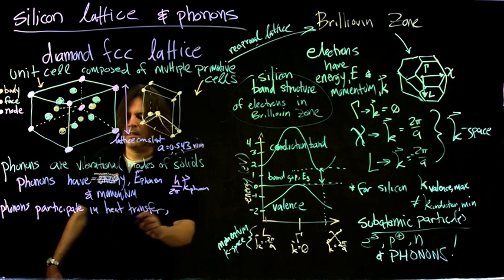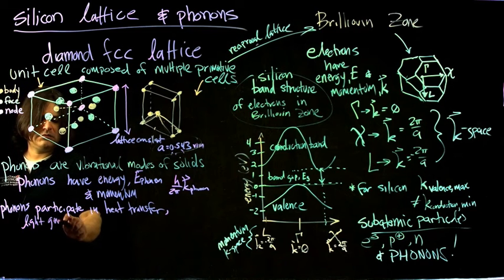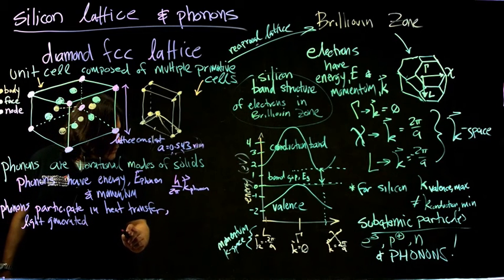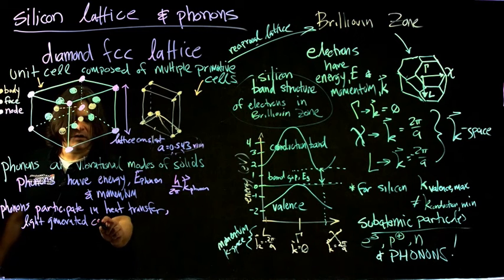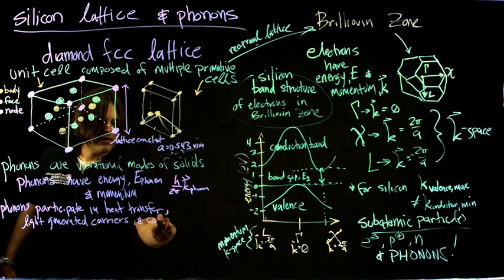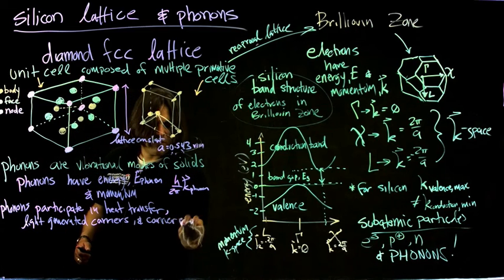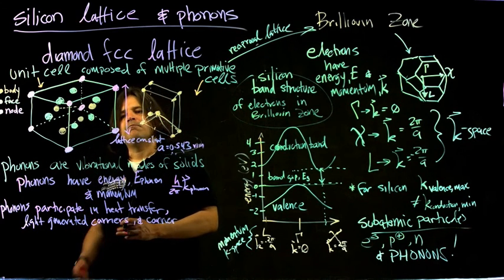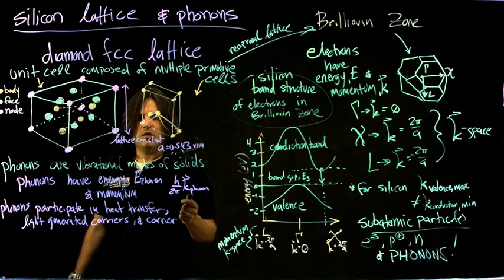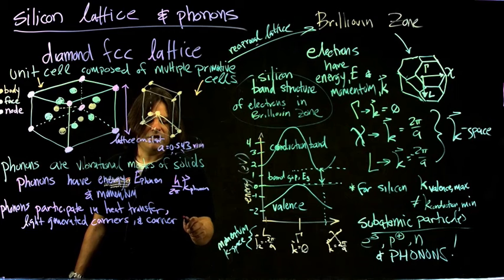Heat transfer and light generated carriers and carrier recombination. What are carriers? Well, if you remember from our semiconductor discussions, you need charge to go in and out. So this charge can be carried by positive holes or negative electrons. So this means either positive or negative current, or positive or negative transport.